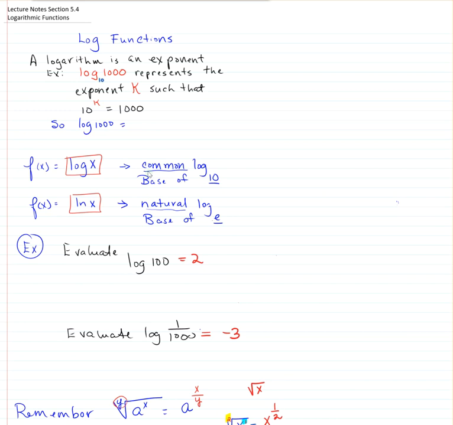This is section 5.4, and we're going to talk about logarithmic functions. Last section was on exponentials, and now we're hitting the logs. What we need to know is that a logarithm is just an exponent. It's the exponent such that 10 raised to that power. So if you say log of 1,000, that's 10 raised to what power gives you 1,000, and that'd be 3.